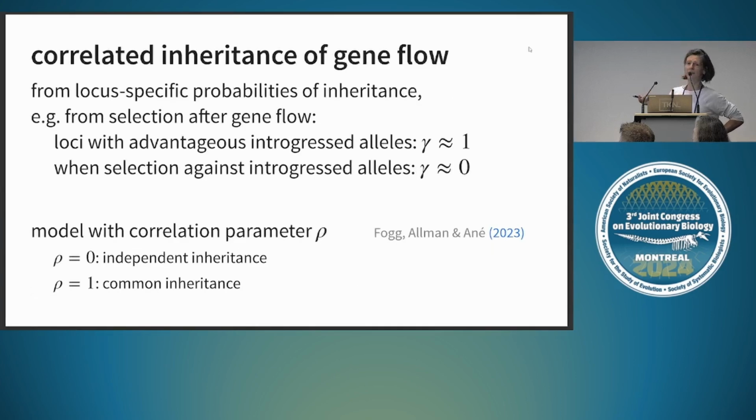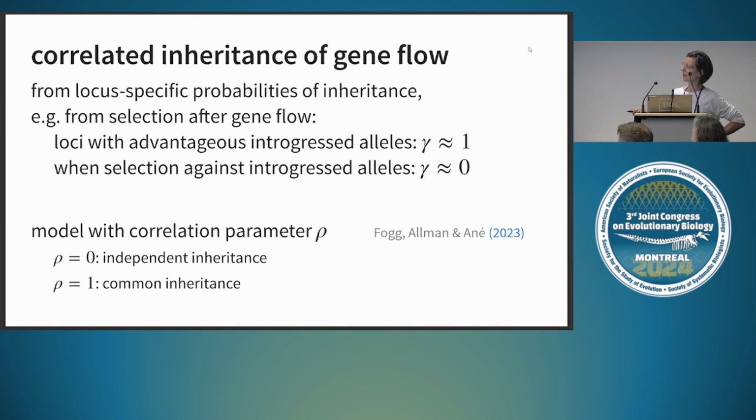So what we designed is a model that would bridge in between the two extremes. What we showed is a model with a correlation parameter rho that bridges from rho equals 0, independent inheritance, to rho equals 1, common inheritance, and we have anything in between, that could arise from selection. So selection after gene flow.